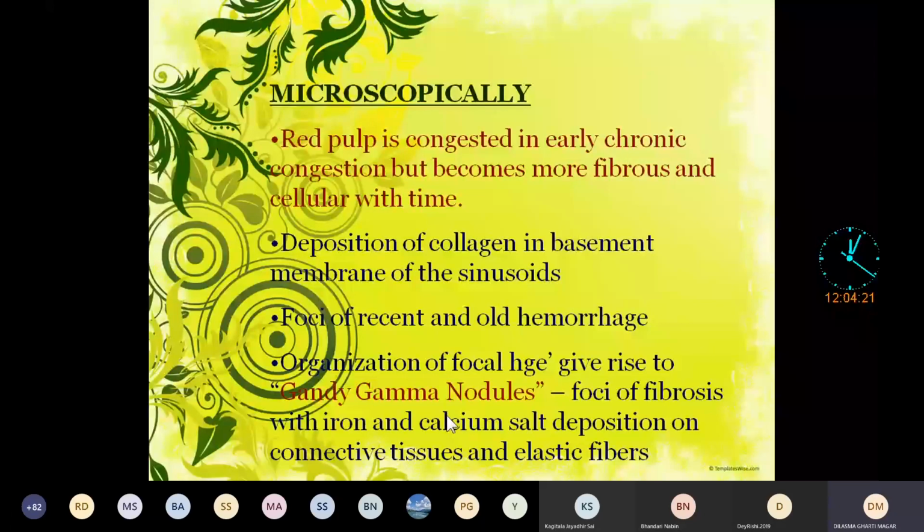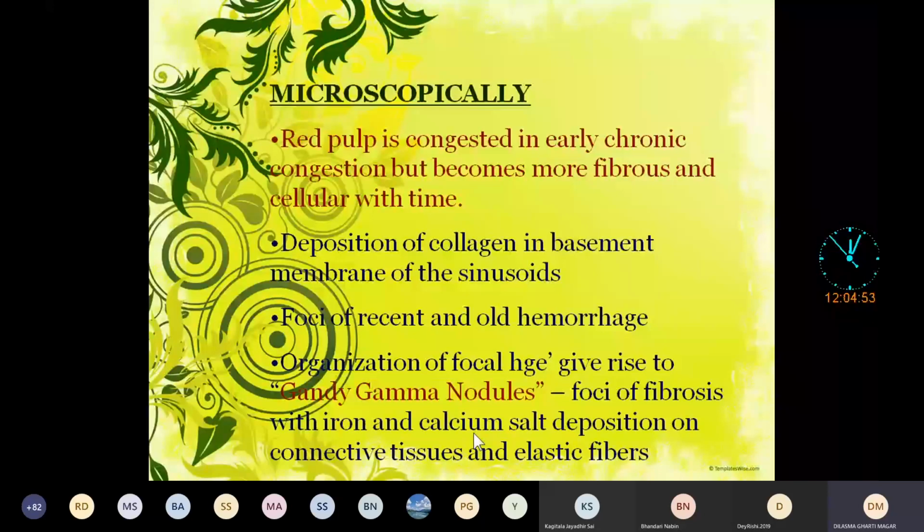I'll describe this once again. Red pulp is congested in early chronic congestion, but it becomes more fibrous and cellular with time. There is deposition of collagen in the basement membrane of the sinusoids, and we can see both old and recent hemorrhage. This hemorrhage together with the collagen is known as the Gamna-Gandy nodules. These nodules will show iron and then calcium salt deposition.